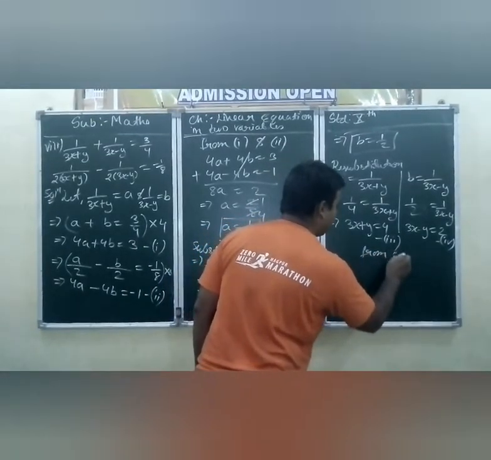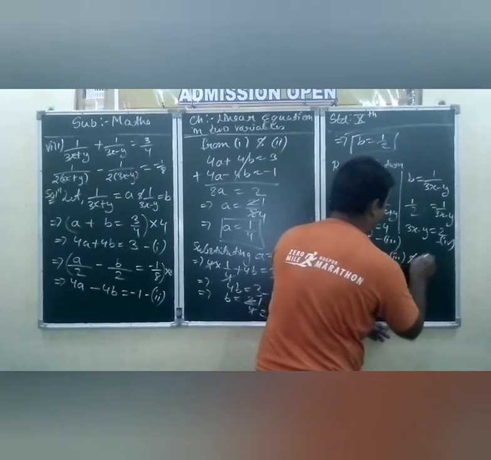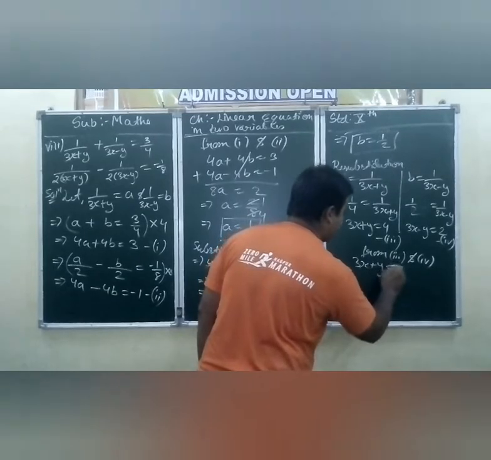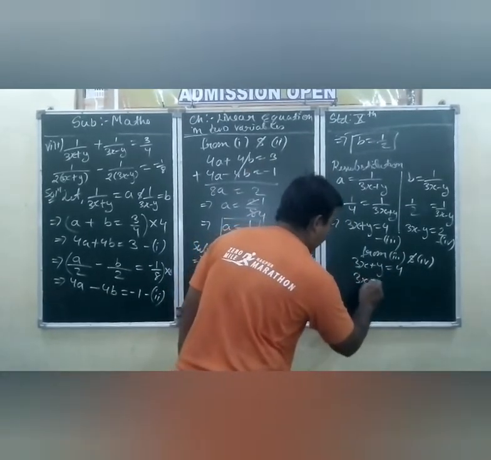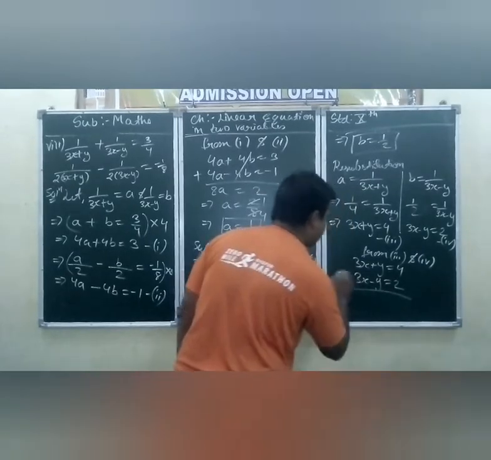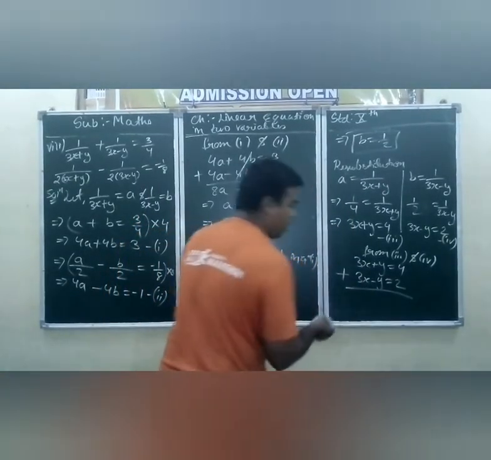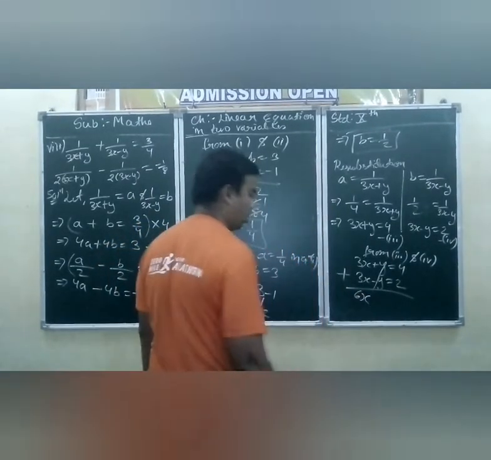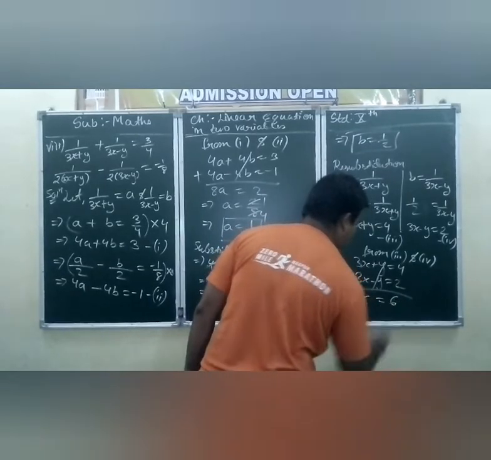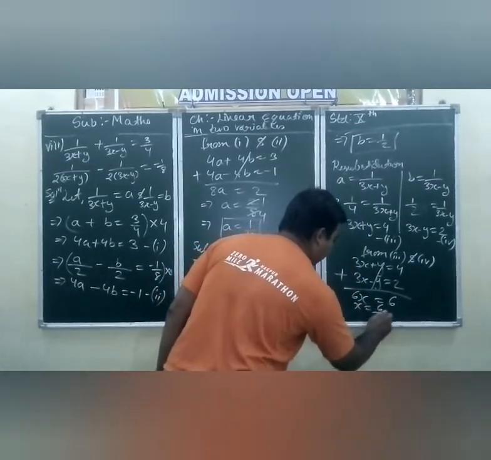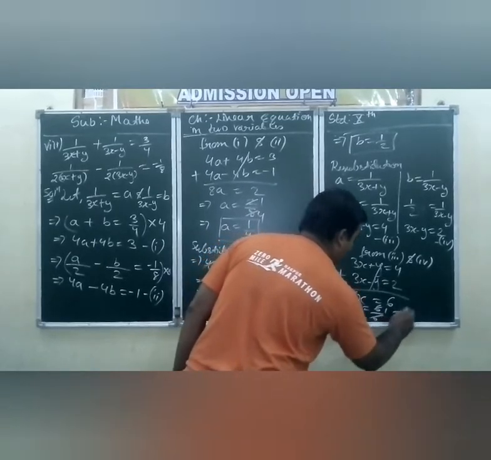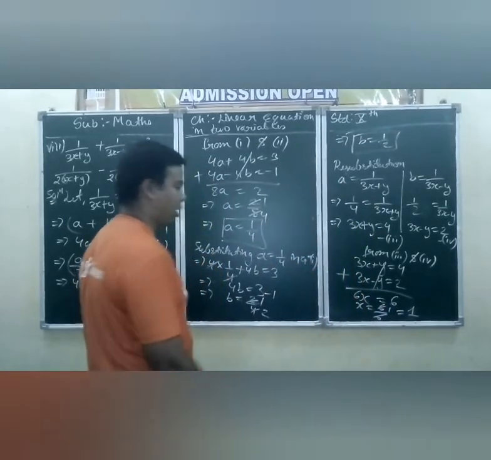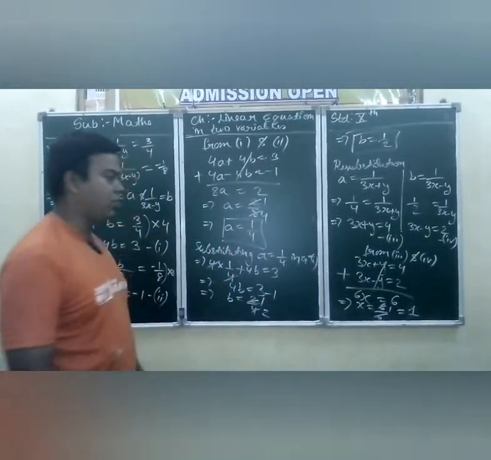Now from the third and fourth, both the equations: 3x plus y is equal to 4, and 3x minus y is equal to 2. Add. Plus y minus y is cut. 3 plus 3, 6x; 4 plus 2, 6. So x equal to 6 by 6. Answer is 1. So x is 1. X value is 1.